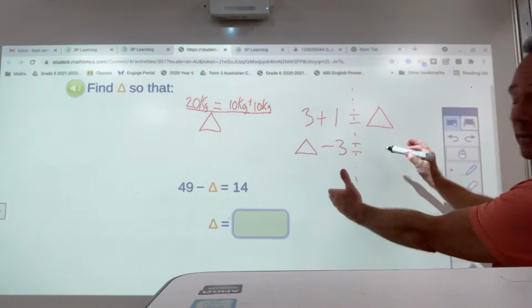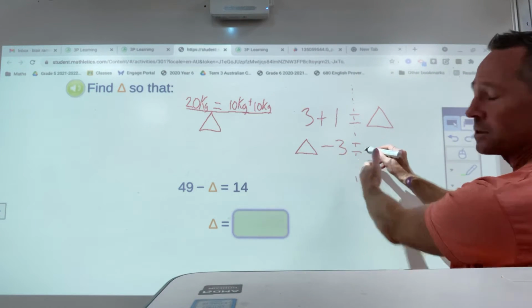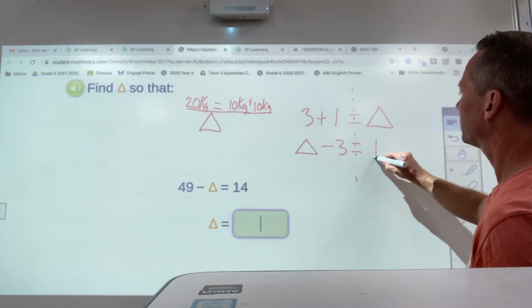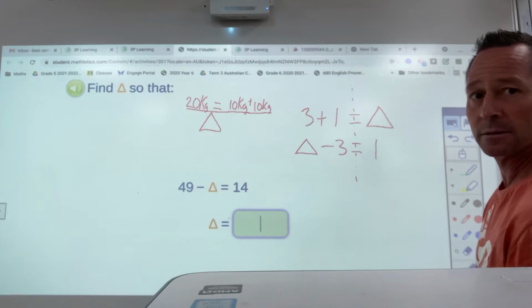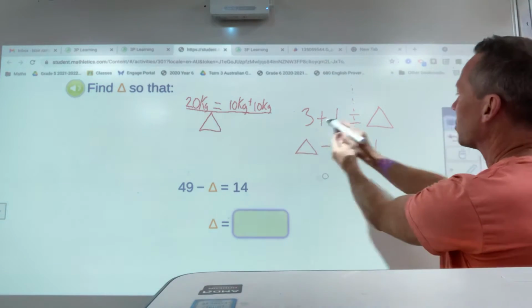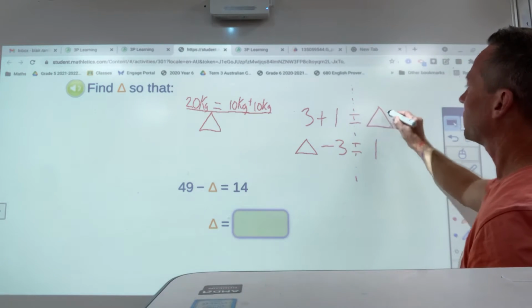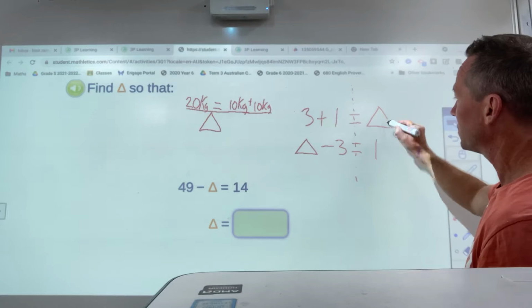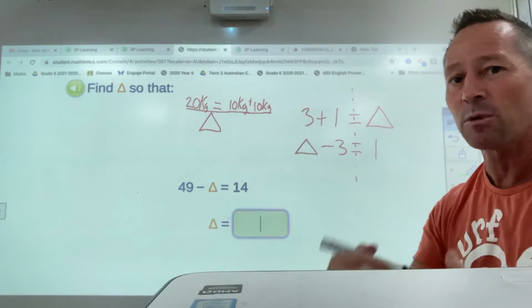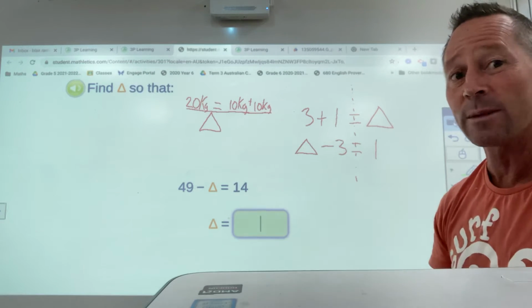So in this case here, triangle minus 3 equals, must be 1. Is that correct? What do you think? 4 minus 3 equals 1. So on this side it'll equal 1. 3 plus 1 equals 4, which we represent as a triangle. So this is algebra. It might seem confusing, but once you get into it, it's actually not too bad. You just have to try and find the patterns.